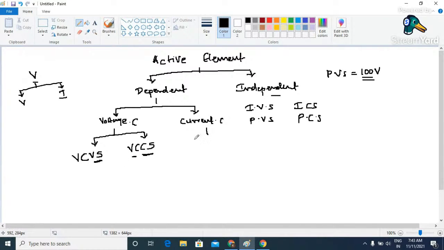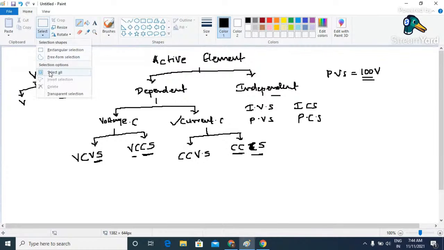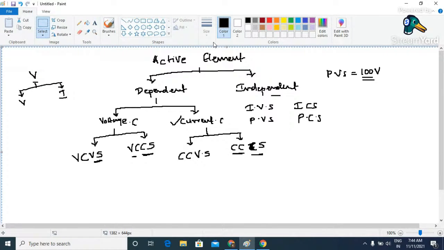In the same way, under this particular domain, again we have two subclasses. It may be possible that we have a voltage source and the value of that voltage source is controlled by current. So here we need to write Cc, where Cc indicates current controlled voltage source. In the same way, it may be possible that we have a current source indicated by symbol Cs and the value of that current source is controlled by current. So here we need to write Cc. Here Cc indicates current controlled current source. So let me abbreviate this so that you can remember all these types of dependent sources.